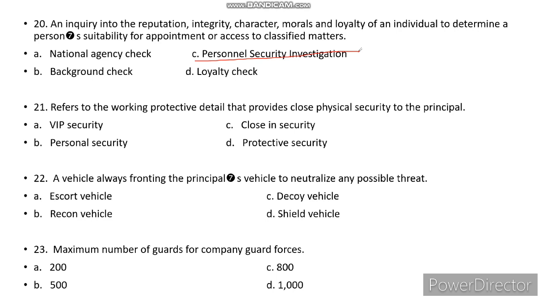So, we have close and security. Very good. 22. A vehicle always fronting the principal's vehicle to neutralize any possible threat. So, ano yung tawag sa vehicle na lagi na sa unang ng fronting ng principal? Ito yung VIP security. Kasi meron tayong VIP security.